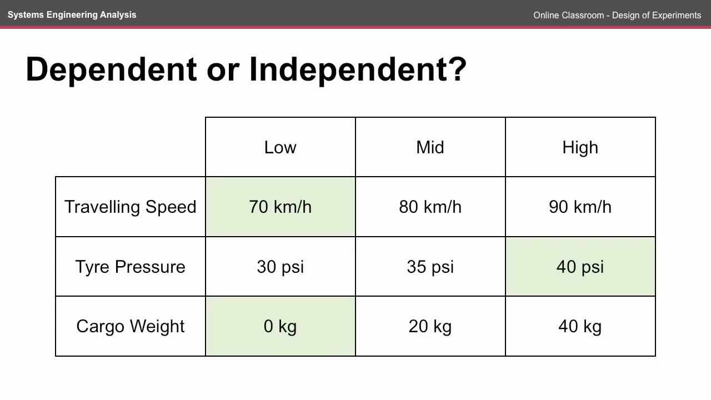Without conducting the experiment, I'd also be guessing that the tyre pressure would perform better at the high setting and the cargo weight would perform better at the low setting. If I were to conduct this experiment, I would have a much better idea of where my variables should be to improve the range.